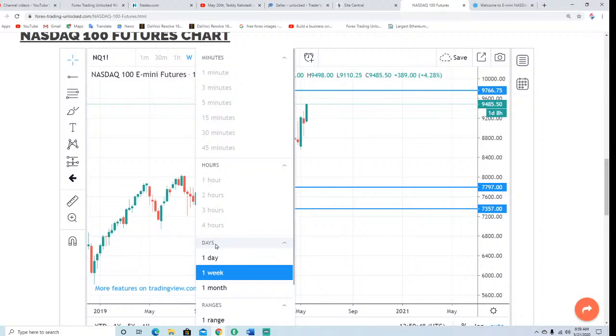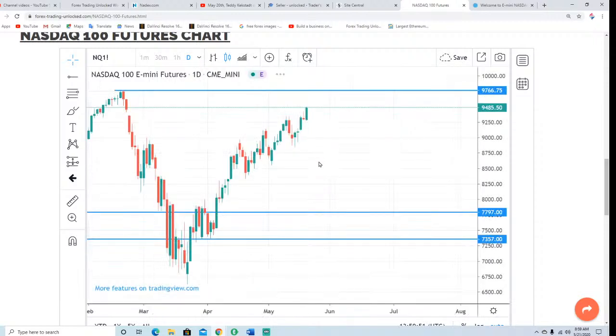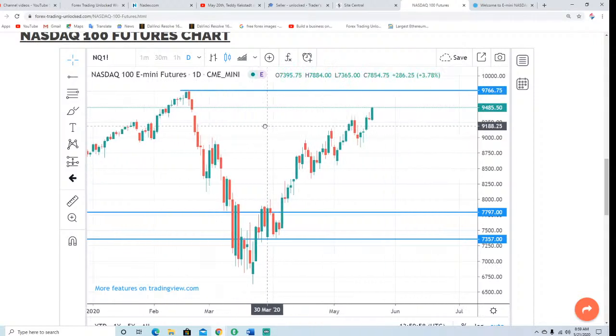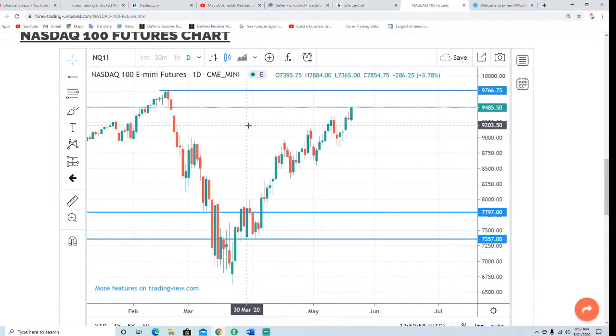Now let's go to the daily chart. Okay, so we had the weekly chart. Now it starts to come into perspective more. Remember, we fell off this high in February. That was the high for the Nasdaq 100. Then we have yesterday where we got up to 94.85 and a half.